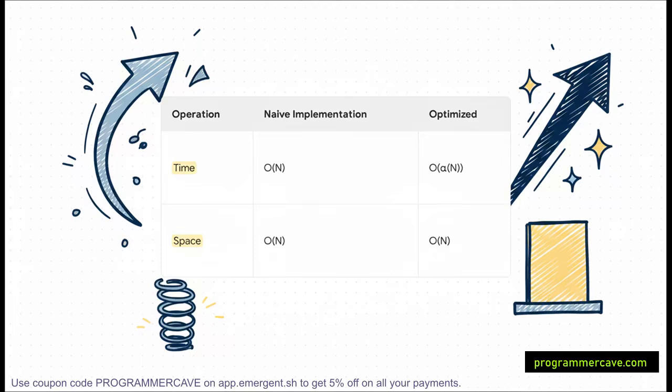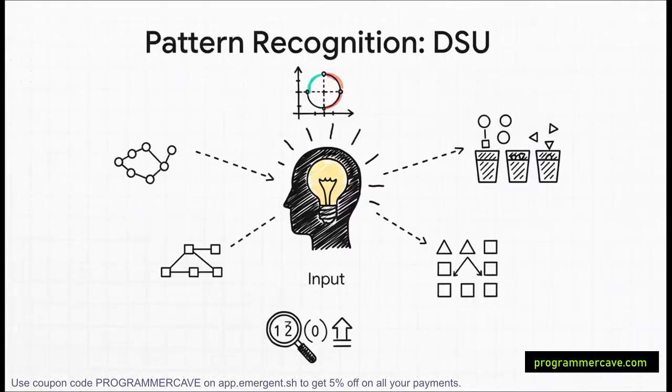This table just puts it all in perspective. We go from a linear time, O(n) operation, a total deal breaker for large datasets, to a nearly constant time, O(α(n)) operation. And the best part? We get this massive speed boost while keeping the space complexity exactly the same. It's a huge win.